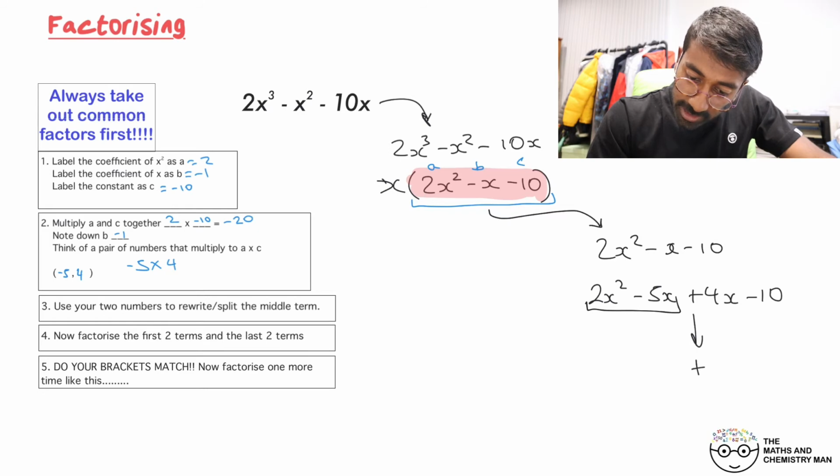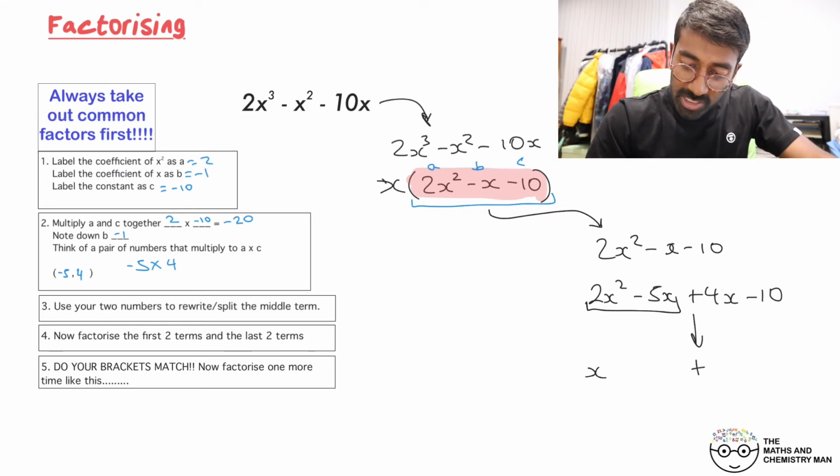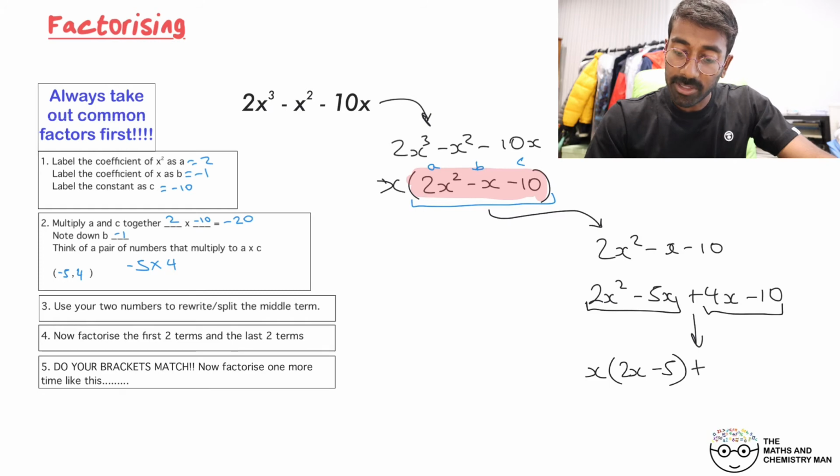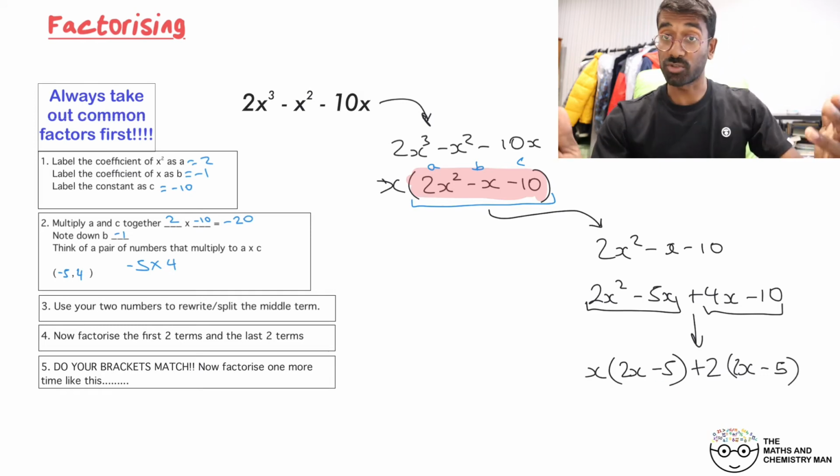Looking to factorize these two terms here, what can we take out of there? What are the common factors? Well, just an x, I think. And then what's left behind? That's going to be 2x minus 5. And now let's look at these two terms. What can you take out of there? What's common? I think just a 2. And so what's left behind, you'll have x minus 2x minus 5. There we go. Now this is good news because your brackets match perfectly, which is great.